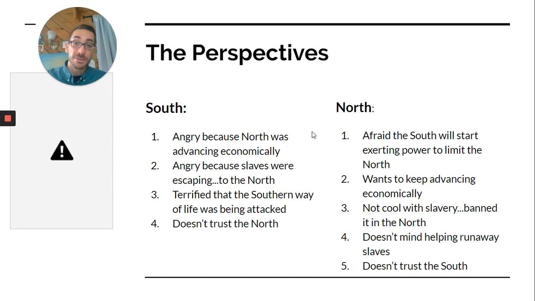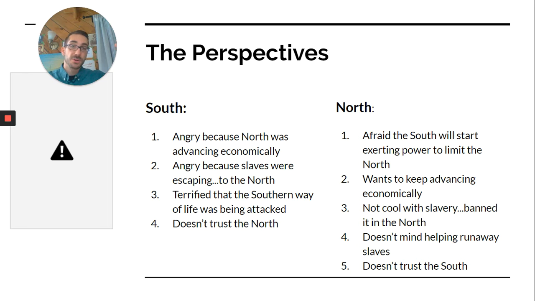So you have the South, which was basically angry because the North was advancing economically, if you go back to the mill times and the industrialization. The South was angry because slaves were escaping to the North. So all of these slaves that the South was relying on were running away free. And remember, the South is kind of terrified that the Southern way of life was being attacked by any abolition movement.